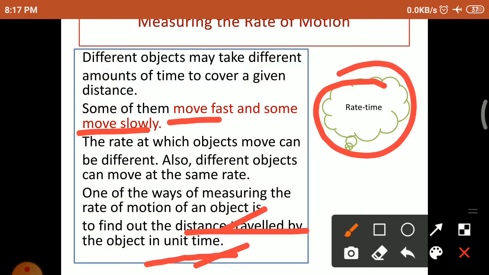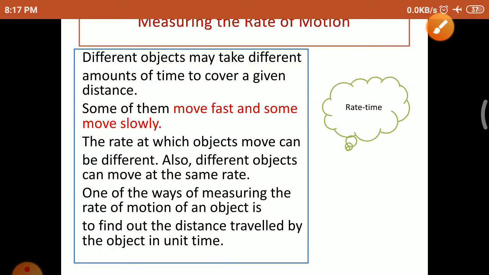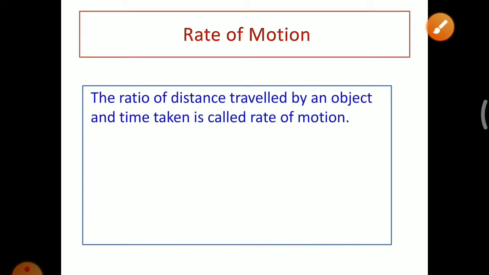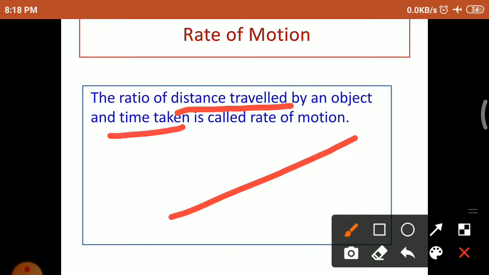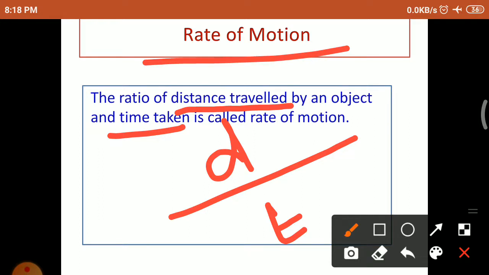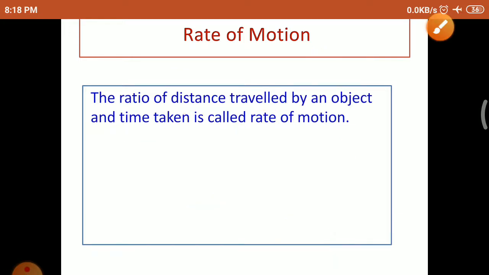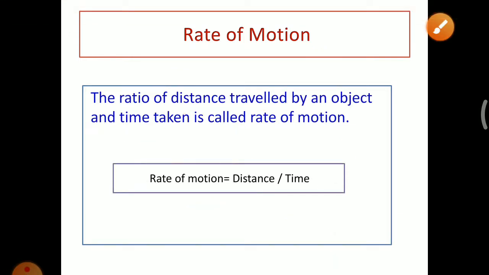The ratio of the distance traveled by an object and the time taken is called the rate of motion. Ratio means you have to divide. What are the two terms you have to divide? The distance traveled by an object and the time taken. So distance by time gives the rate of motion. The rate of motion is nothing but how the object moves fast or slow. So rate of motion equals distance by time.